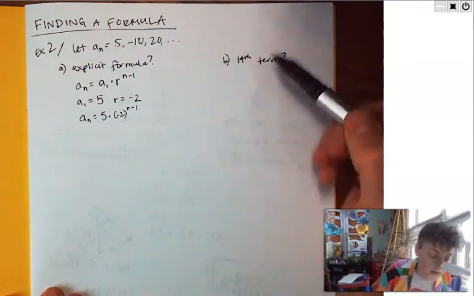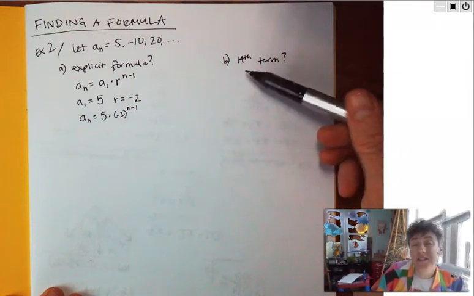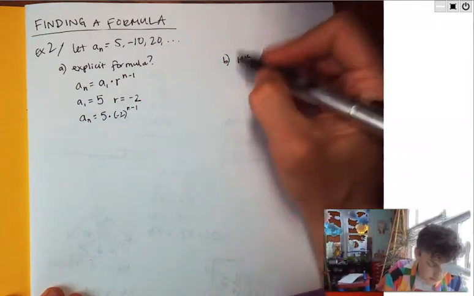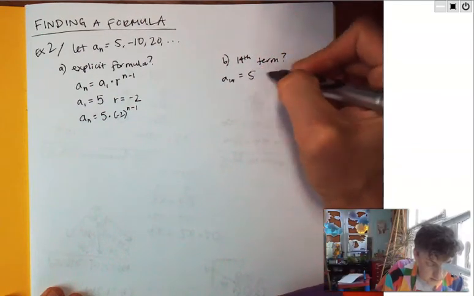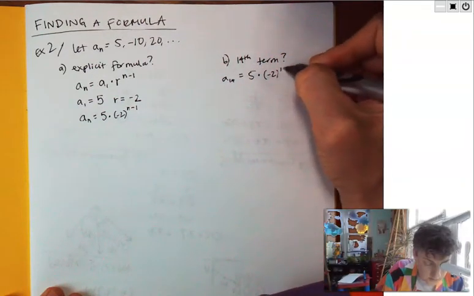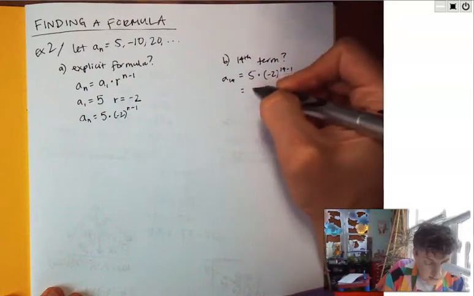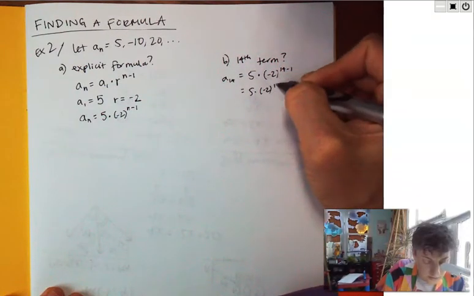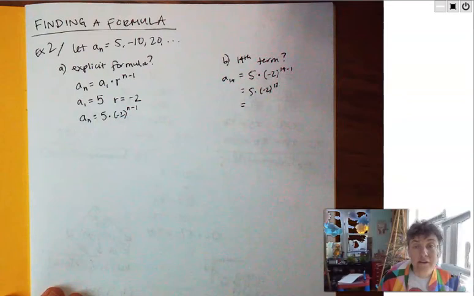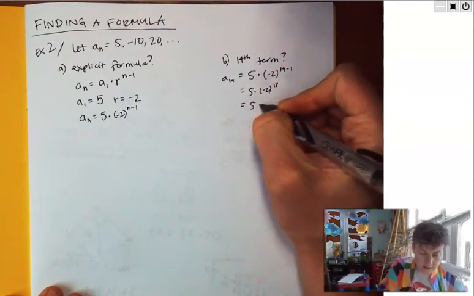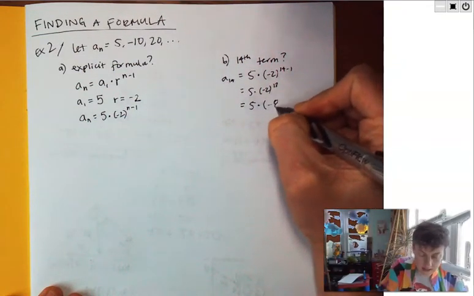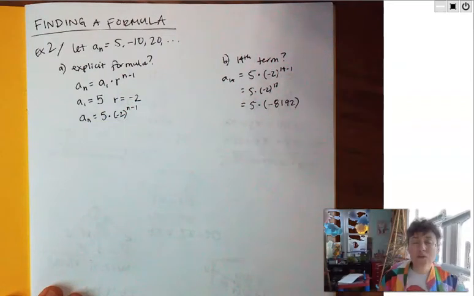Anyway, the other part of this question is, what's the 14th term? Well, this time we're going to plug in 14. 5 times negative 2 to the 14 minus 1, aka 5 times negative 2 to the 13. I don't know what negative 2 to the 13 is, so I'm going to have to use a calculator on that one. Turns out to be 5 times negative 8192, a huge number.